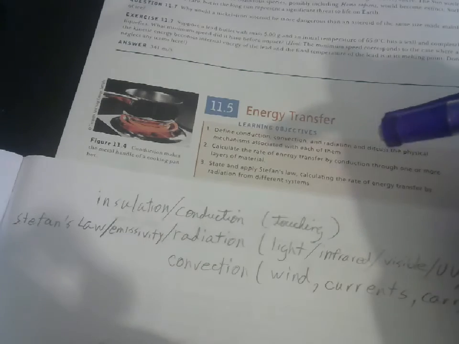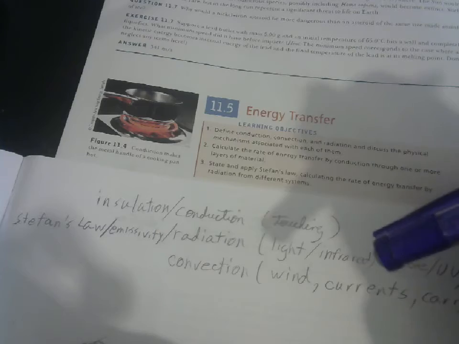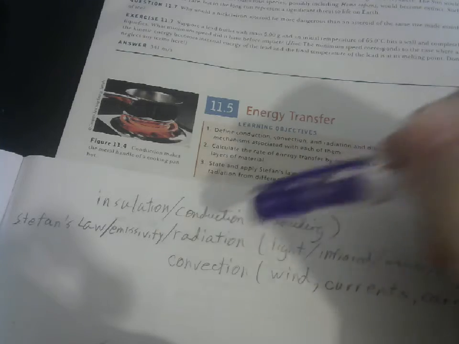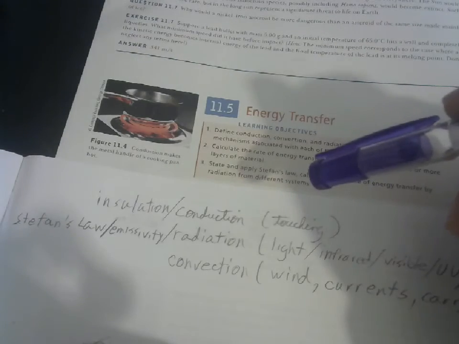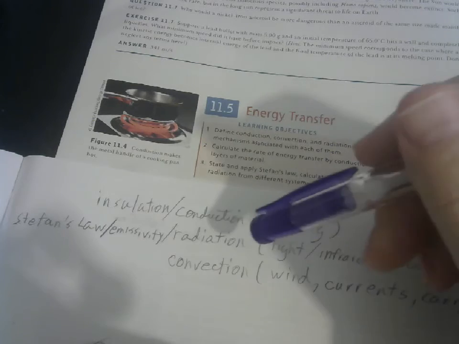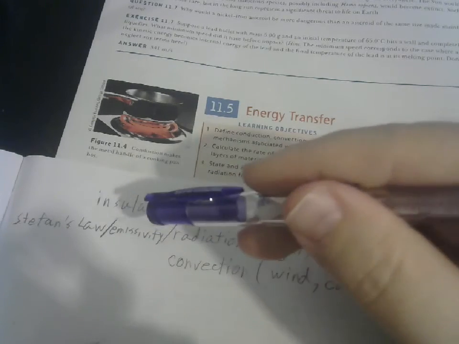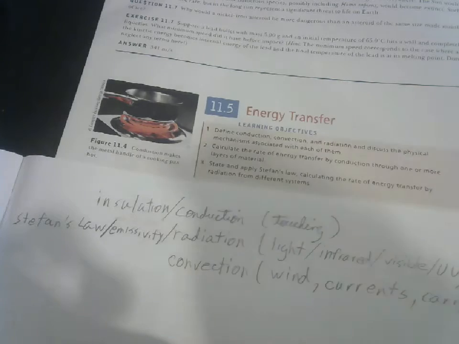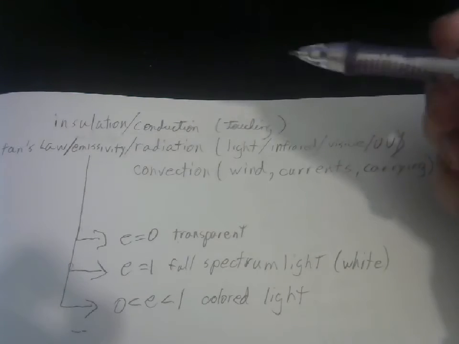Conduction and insulation aren't really associated with any named equations. Radiation, on the other hand, is associated with a named equation called Stefan's law, and it is also associated with a quantity called the emissivity. They don't really explain the emissivity in this text very clearly. I have kind of my own ideas on it. But essentially, it comes down to this.